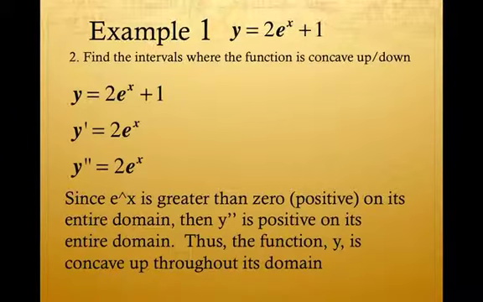Let's take a look at question number 2. Find the intervals where it is concave up or down. That involves the second derivative, and we've found the second derivative here. And again, we've got the same situation where this is always positive. And so since our second derivative function is always positive, that corresponds to a concave up. Y double prime positive is concave up, so our function y is concave up throughout its domain.